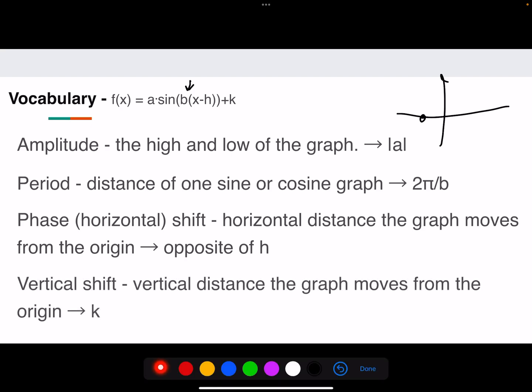And the vertical shift means the same idea. It's the idea of saying, are we going to start at the origin, or are we going to start up, or are we going to start down? And that's going to be the vertical shift.